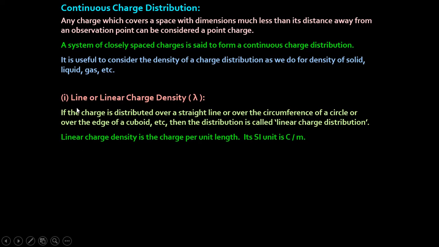The formula is very simple. Linear or line charge density lambda is equal to total charge divided by total length of the body. Total charge is in coulomb, total length is in meter, hence in the SI system the unit of linear charge density is coulomb per meter. So the definition is very simple. Linear charge density is the charge per unit length.